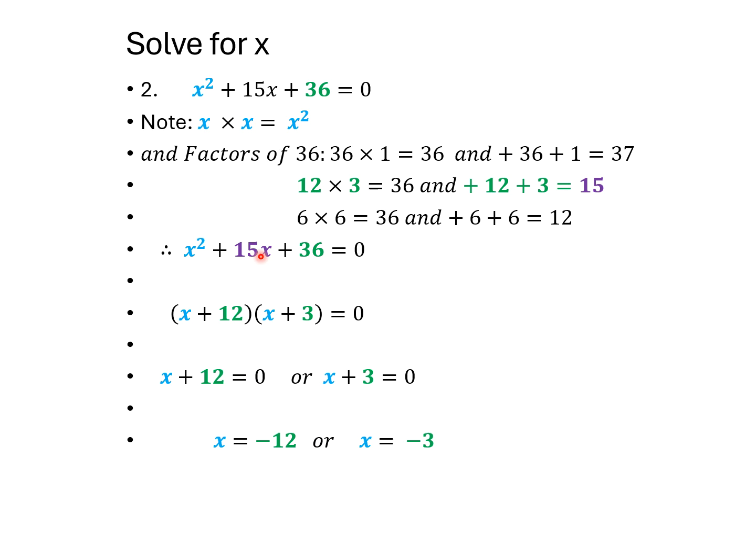So there I have factorized using the factors. So from there I can now say x plus 12 equals 0 or x plus 3 equals 0. If I take 12 over, it gives me negative 12. If I take positive 3 over, it gives me negative 3. So x equals negative 12 or x equals negative 3.